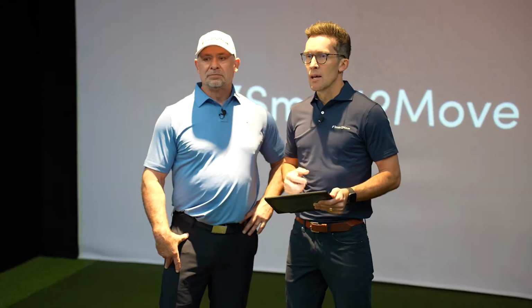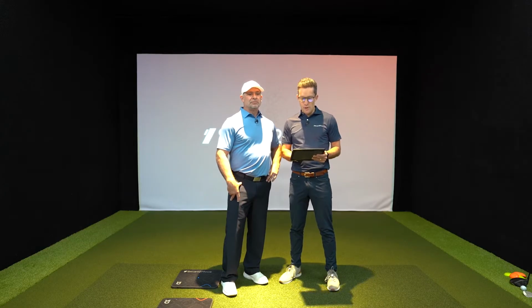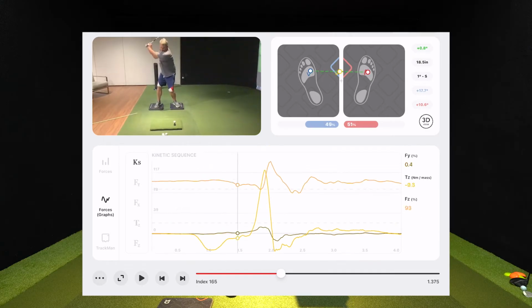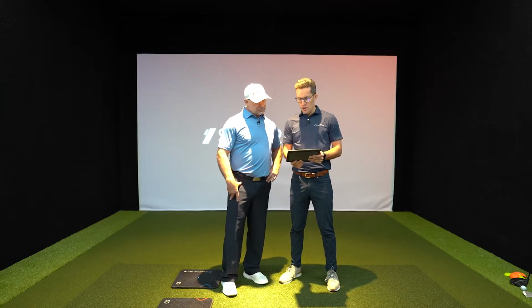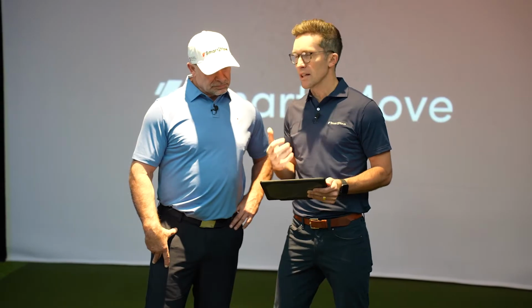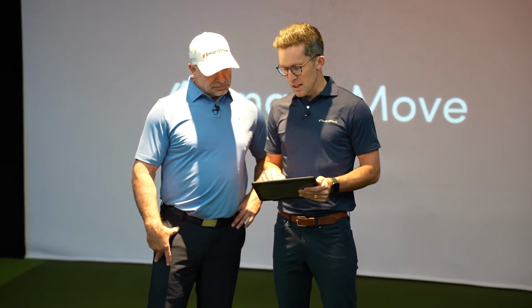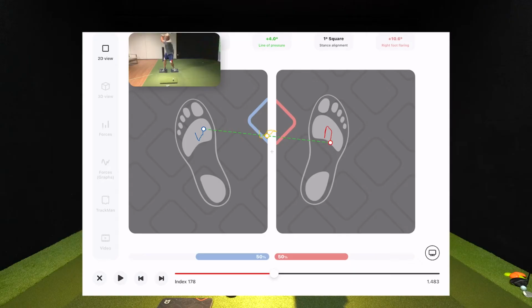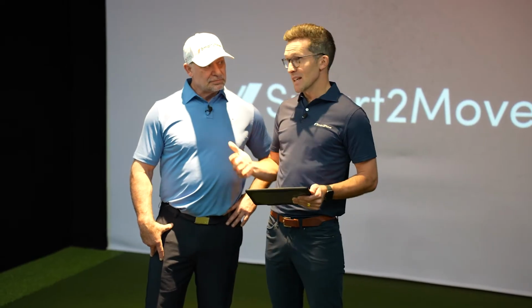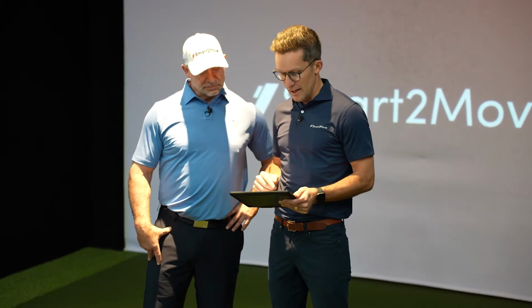Perfect. Now let's hop into the app and look at what we'd actually be looking for, what force curves we're looking for, maybe some numbers that you would be looking for. As we start with our kinetic sequence graph, we can look at some of these pressure distributions as we go up to the top of the swing. You can see this is a player here who I would say is struggling to load into that trail leg. Because as you see here, when we look at this distribution, he's at about 50-50 at the top of his swing, right? We want to see much more going into that trail side, maybe somewhere in the realm of 65 to 80% in that trail leg.